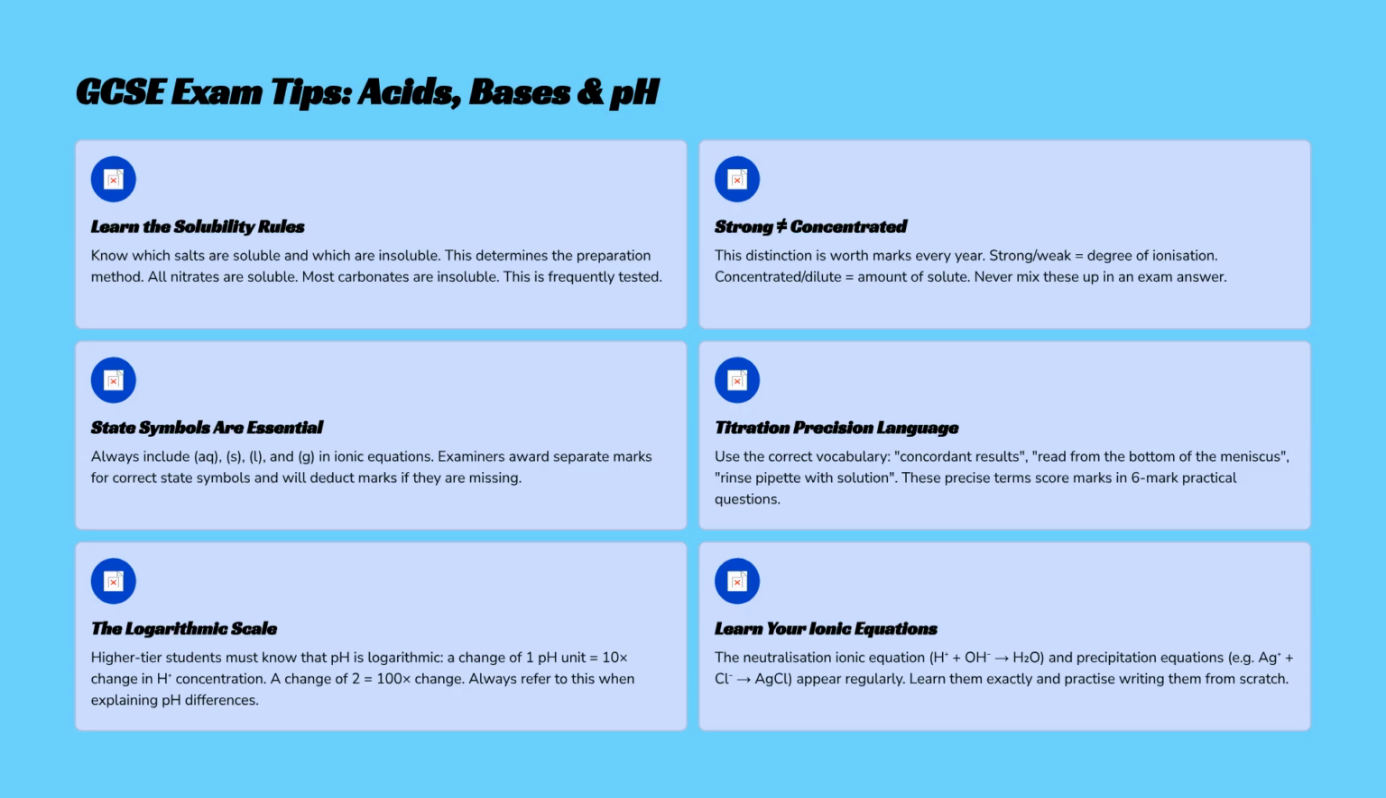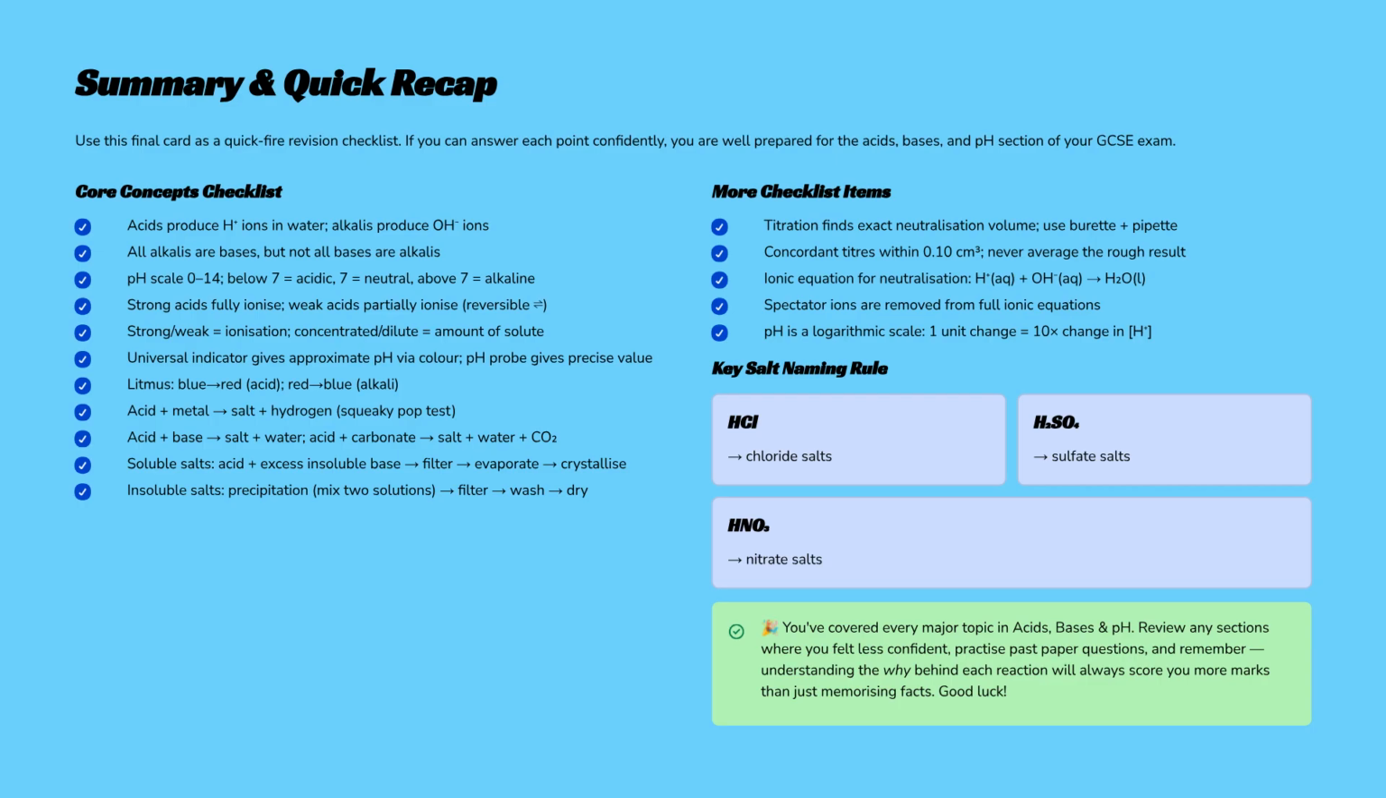Essential exam tips include learning solubility rules and the distinction between strong/weak acids and concentrated/dilute solutions. Always include state symbols in ionic equations and use precise language like concordant results for practical questions. Remember that the pH scale is logarithmic. This quick recap checklist covers core concepts like acid/alkali definitions, the pH scale, strong/weak acids, indicators, and salt preparation methods. It also includes titration precision tips and key ionic equations.